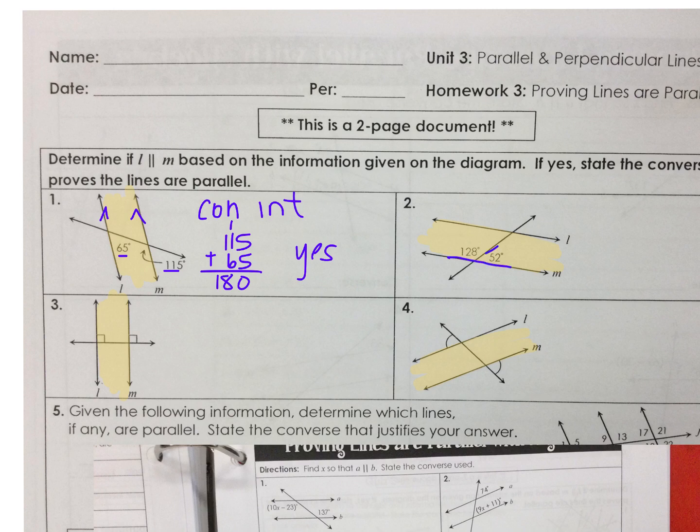These guys right here are a linear pair. 128 plus 52 equals 180. So yeah, they're a linear pair. But linear pairs cannot prove that something is parallel because it only deals with this part. I don't know anything about those angles.